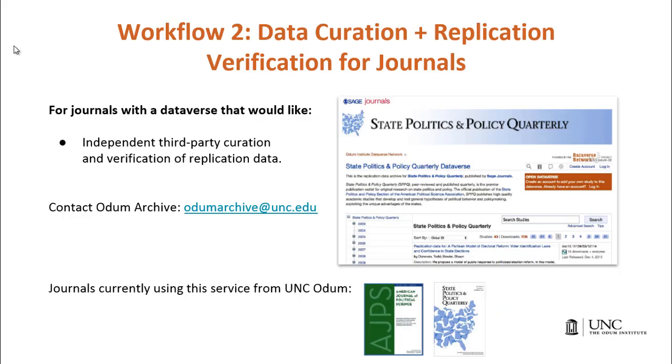So, data curation and replication verification for journals is the second workflow that we offer. This is in collaboration with ODM, with the ODM archives. It's an independent third-party curation and verification of the replication data. So what they do is step one, they establish their space on Harvard's repository, and they give authors the ability to submit their data set. But once that data set is submitted, ODM gets a notification to go in and review that data set to make sure that the codes that were deposited, those files, actually produce the results in the article.